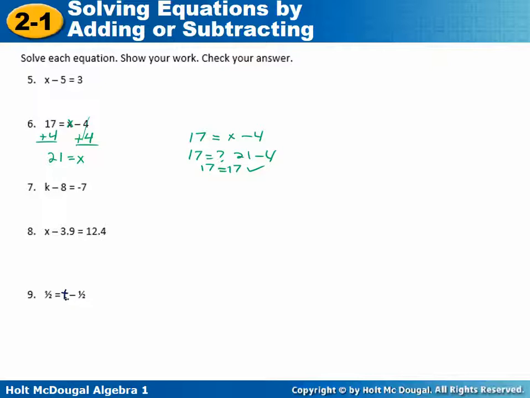What's being done to the variable? It has 1/2 subtracted from it. What's the opposite? To add 1/2. What's 1/2 plus 1/2? If you have half a sandwich plus a half a sandwich, you have 1 whole. So we get 1. Now let's check that.